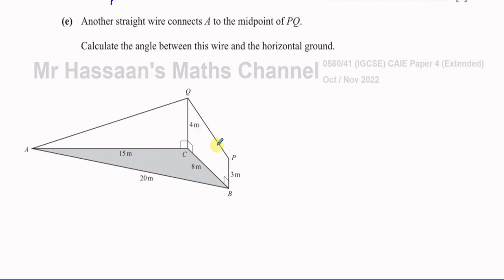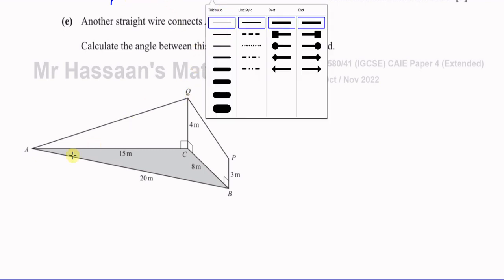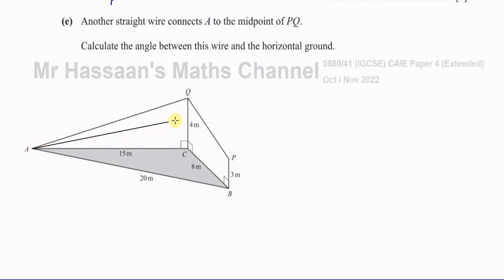So we have a wire going from P to Q and a wire going from A to Q. There's another straight wire that connects A to the midpoint of PQ. So it goes right from A till somewhere over there, which is the midpoint of PQ. So those two sides are equal. Let's call that point M, the midpoint of PQ. There's no other M's anywhere.